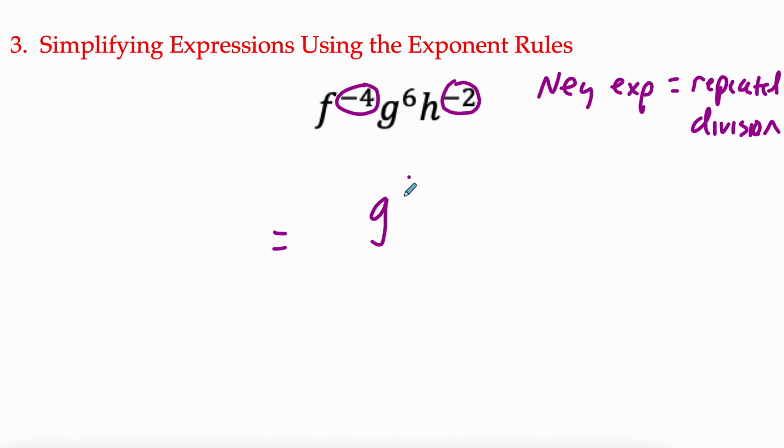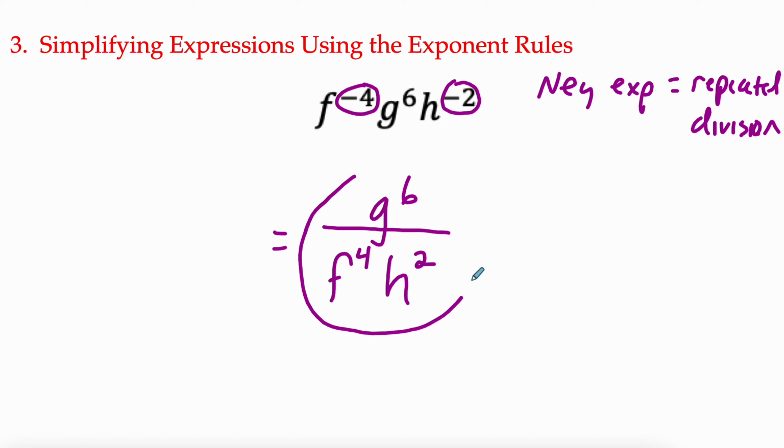G to the sixth will remain in the numerator as a positive exponent, but F to the fourth and H to the second will both move into the denominators as repeated divisions. This is what we would consider to be the simplified version of our original question, as it contains no negative exponents.